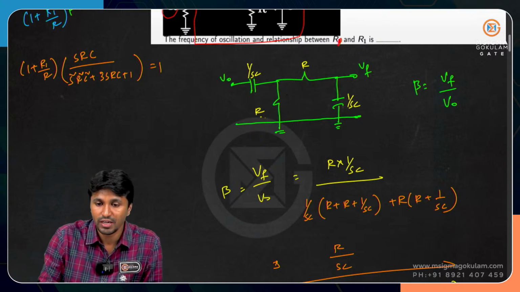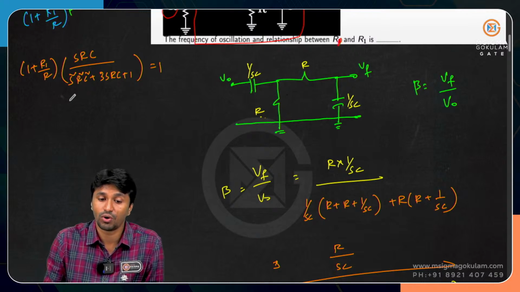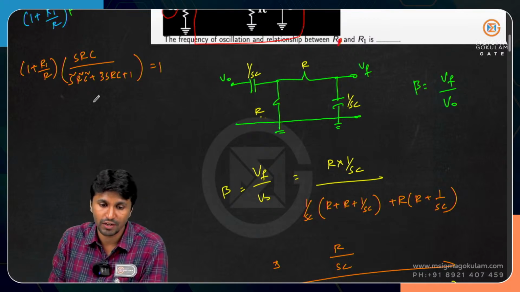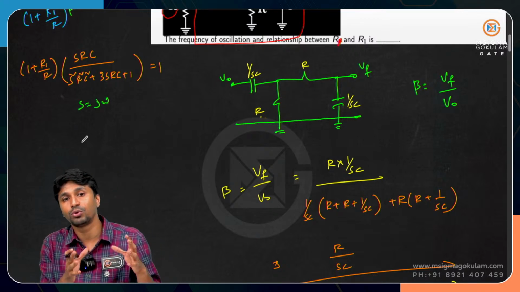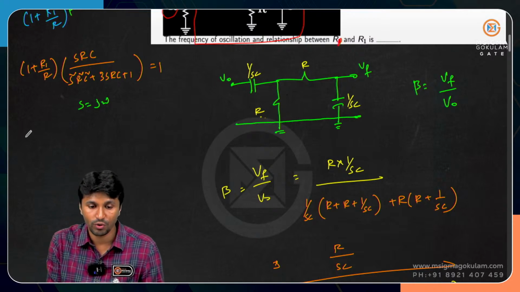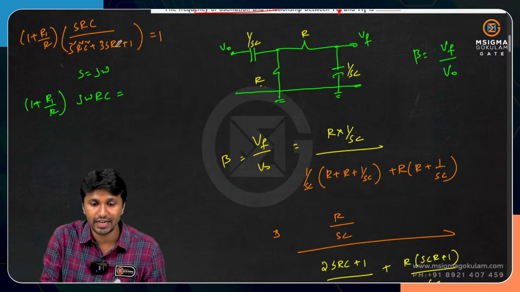So look at this one. We have to calculate the frequency of oscillation. Also, you need to get the relationship between R1 and R. So substitute S equal to J omega. When you substitute S equal to J omega, you have to equate the real part and the imaginary part. So 1 plus R1 by R into J omega RC is equal to, I'll send this entire term to the other side.